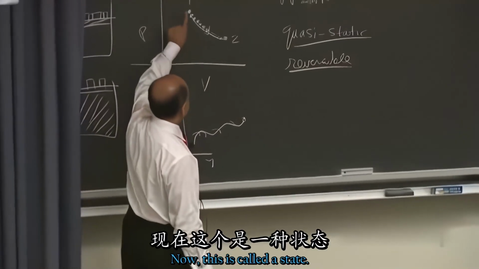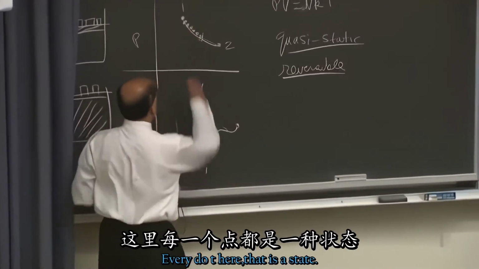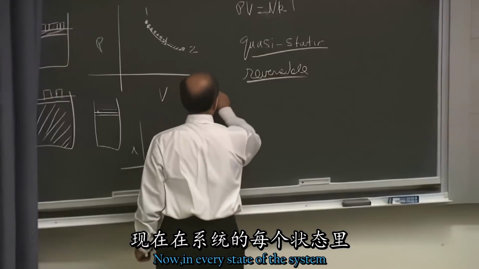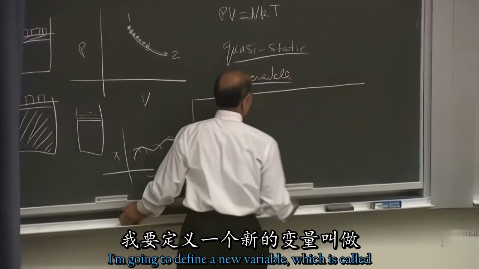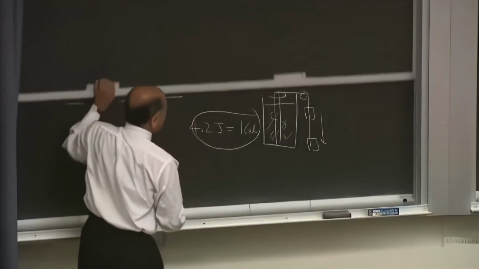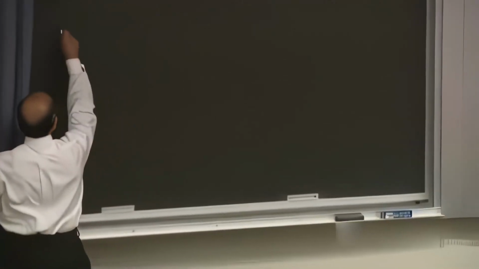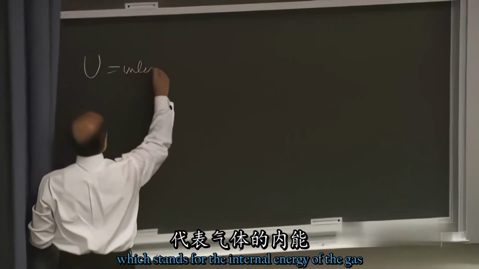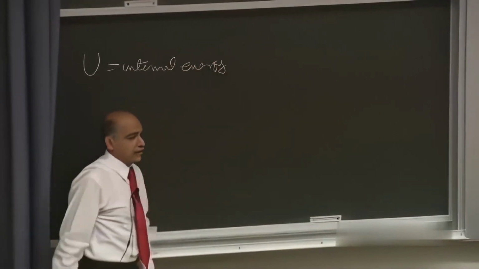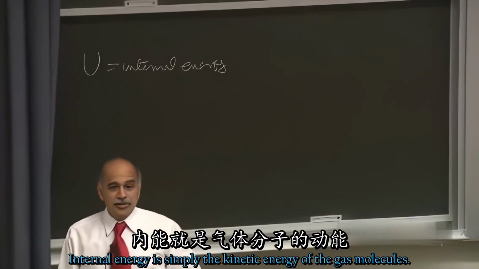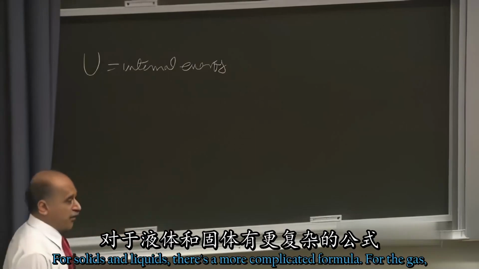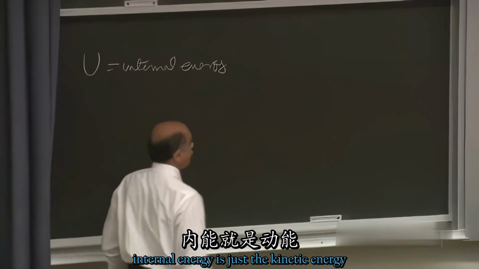Now this is called a state. 2 is a state and 1 is a state. Every dot here, that is a state. Now, in every state of the system, I'm going to define a new variable, a quantity called U, which stands for the internal energy of the gas. The internal energy is simply the kinetic energy of the gas molecules. For solids and liquids, there's a more complicated formula. For the gas, internal energy is just the kinetic energy.